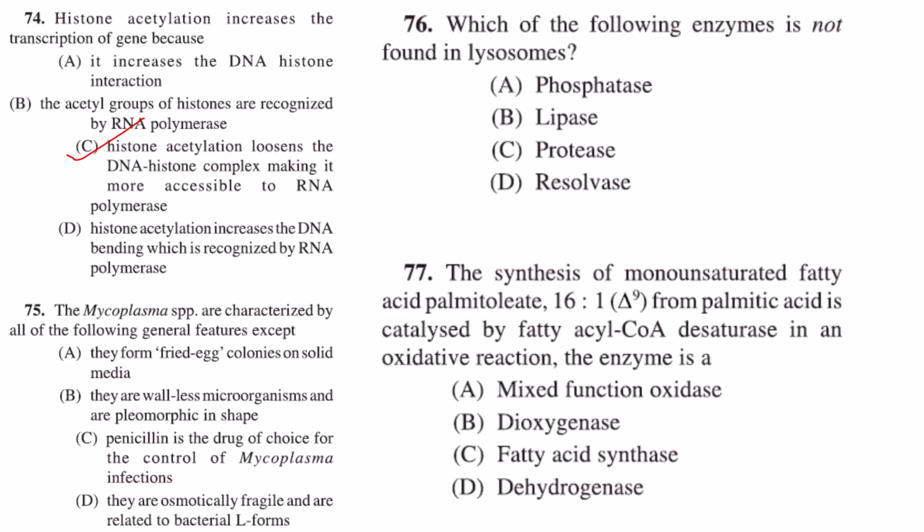So species are characterized by all of the following features except. They form fried egg colonies on solid media. Yes, that's correct. They are wall-less microorganisms and are pleomorphic in shape. Yes. Penicillin is the drug of choice to control mycoplasma infection. No, that is the correct answer. They are osmotically fragile and related to bacterial L forms. Yes.